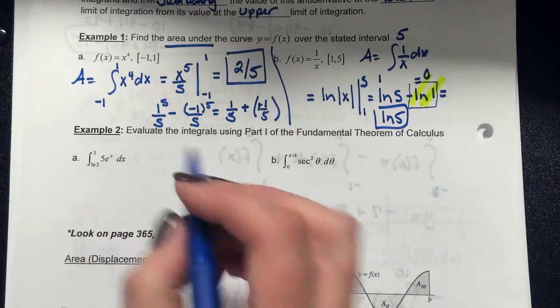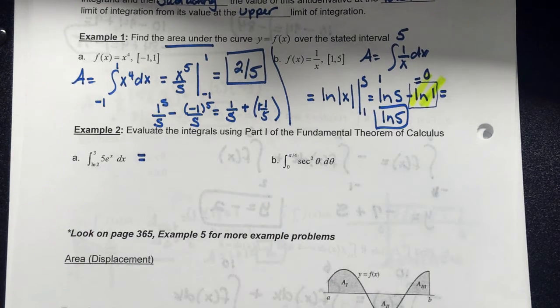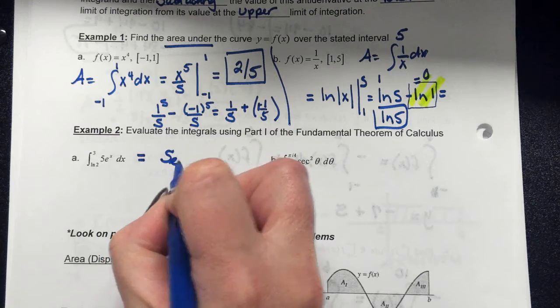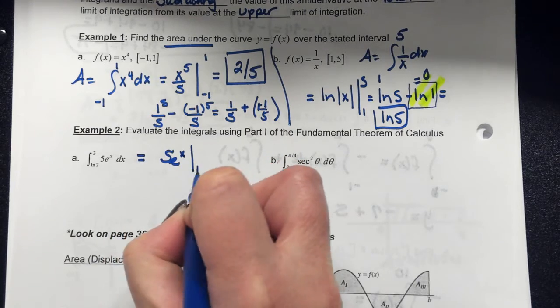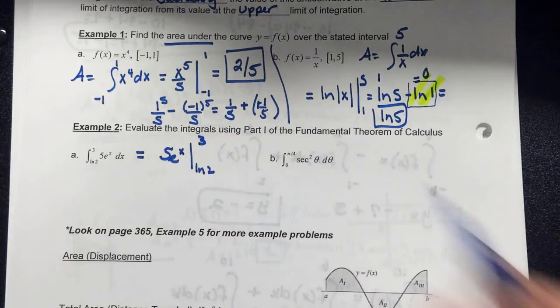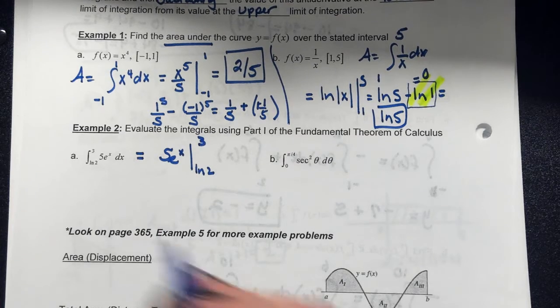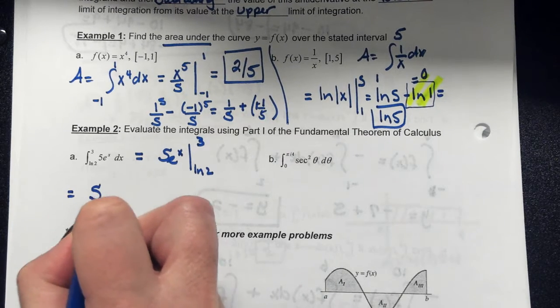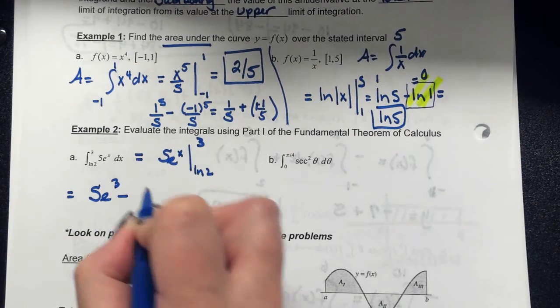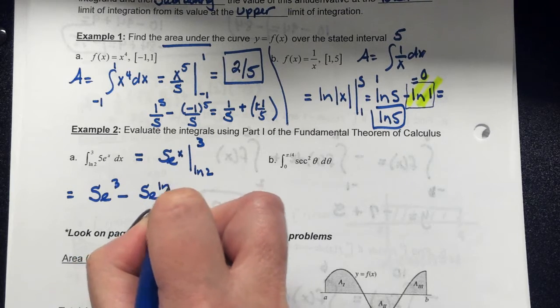So first of all, I want to integrate. What is your integral of 5e to the x? 5e to the x. And I want to evaluate this from natural log of 2 to 3. So I'll plug a 3 in for x, so that's going to be 5e to the third minus 5e raised to the natural log of 2.